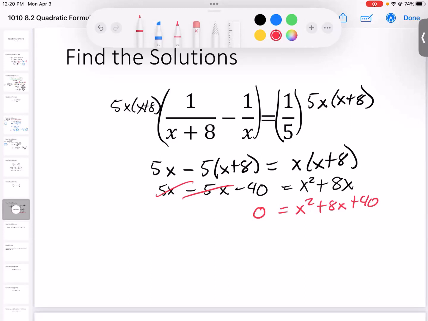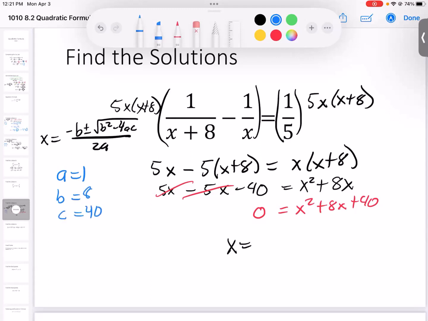Yep. So now we can plug it into our quadratic equation, which says that x equals negative b plus or minus the square root of b squared minus 4ac all over 2a. And that would give us the solution x equals, oh, actually, I should say, what's a going to be in our equation? And what is b going to be? And what is c? 40.